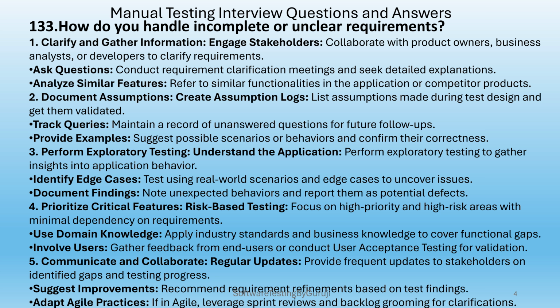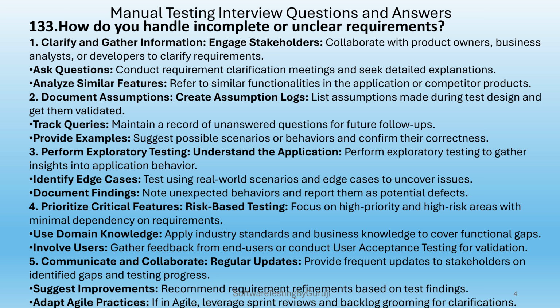Fifth, communicate and collaborate. Regular updates: provide frequent updates to stakeholders on identified gaps and testing progress. Suggest improvements: recommend requirement refinement based on testing findings. Adopt agile practices: if agile, leverage sprint review and backlog grooming for clarification. This is all about handling incomplete or unclear requirements.